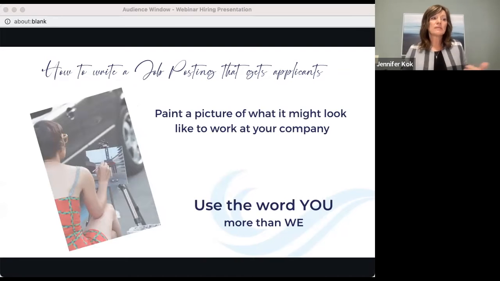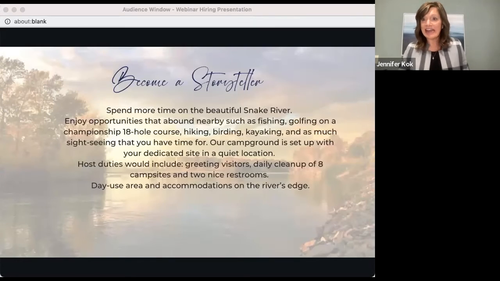We want them to start relating to this and visualizing it, feel it. They want to start to experience it. Obviously keep in mind that you need to be realistic and we're not trying to paint a picture that's not accurate, but we're just trying to use a different spin on it and put the employee first.